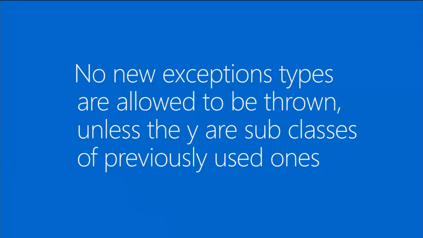The next one is: no new exception types are allowed to be thrown unless they, that's misspelled, it's supposed to say they, are subclasses of previously used ones. Pretty much, in your new class, you're not allowed to introduce new exceptions. Why? Well, if you introduce new exceptions, whatever code has been using your base class might be prepared to handle whatever exceptions that class is throwing. If you start introducing new ones, things might blow up. Your application might break.